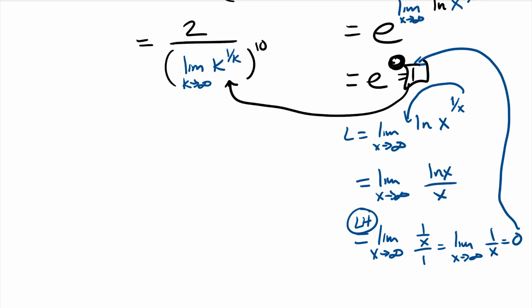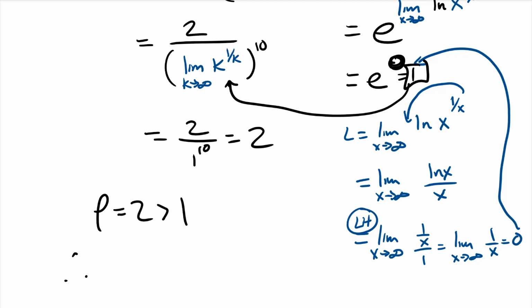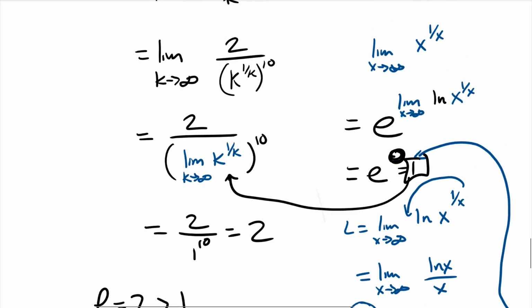We can pop it back in. So now we look and we're like, well, we have 2 over 1 to the 10th, which is equal to 2. So our rho is equal to 2, and that's greater than 1. Therefore, this diverges. You could have also done the divergence test, and you would have found out immediately, like, no.